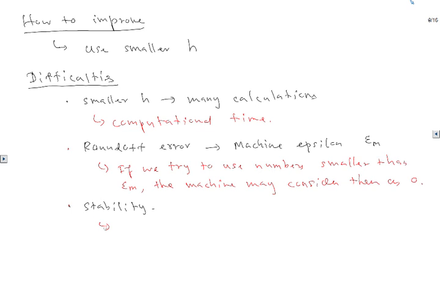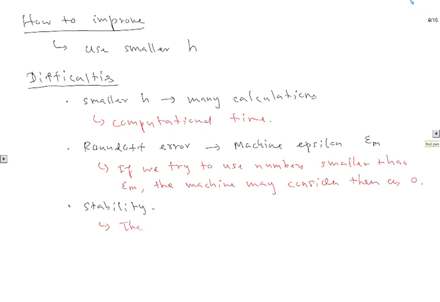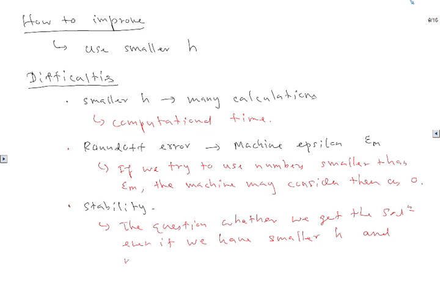So this is the question: whether we get the solution even if we have a smaller h and many calculations. That's what we call the stability issue.